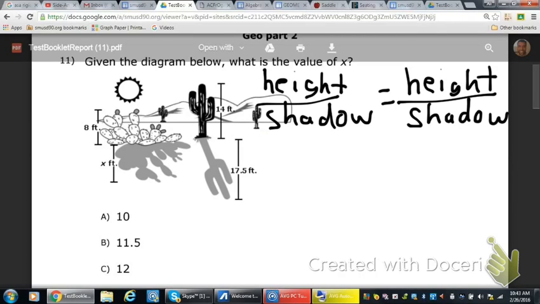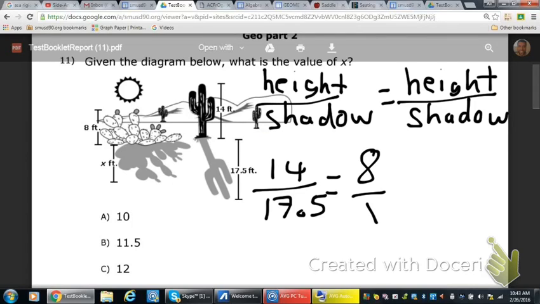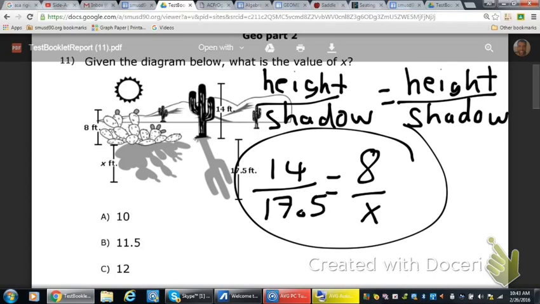It doesn't matter where you start. I'm going to start with the 14. So this height 14 is to 17.5 as 8 is to x. And you would cross multiply, right? I'm going to leave it like this. So height is to shadow as height is to shadow.